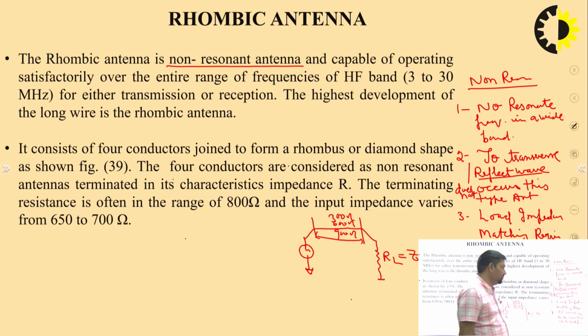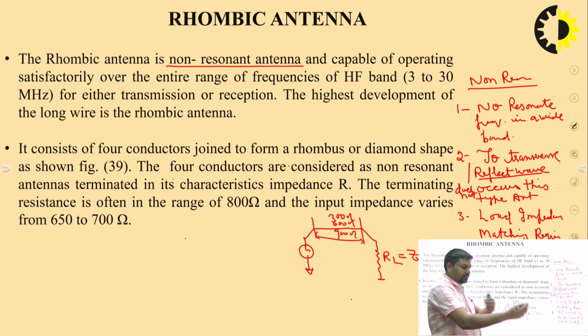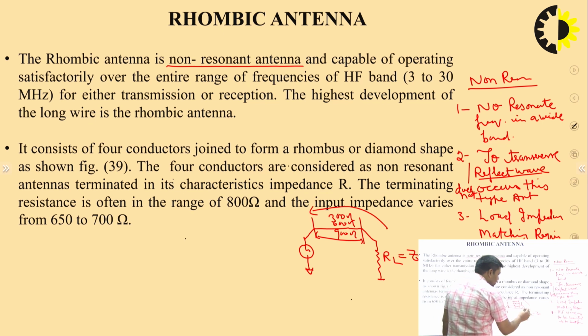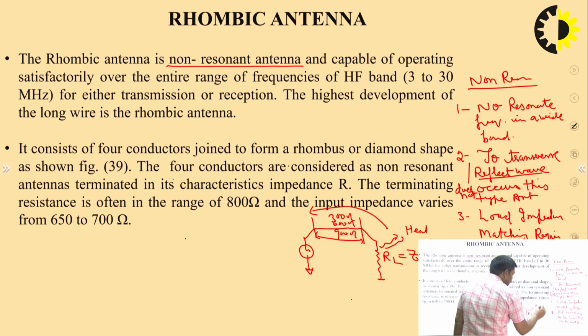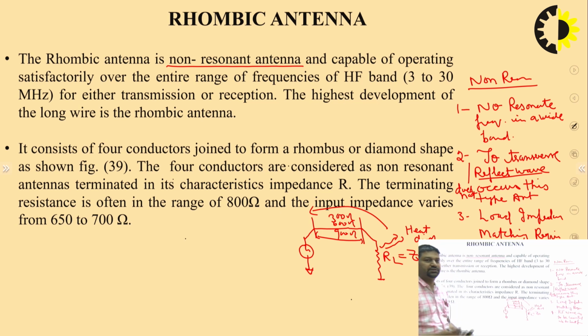Third one is that load impedance matching is required, and in this type, if a reflected wave does not occur, that means if the impedance is mismatched, most of the power is converted into heat. So heat dissipation occurs in this type of antenna with respect to the reflected wave from the load to the source.